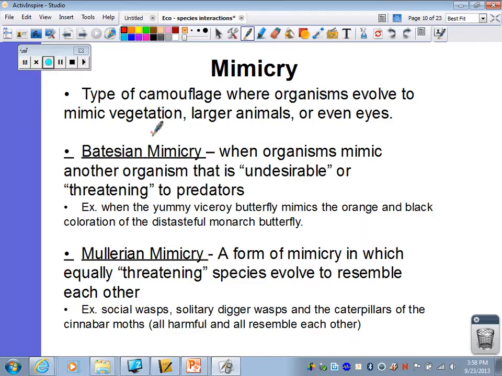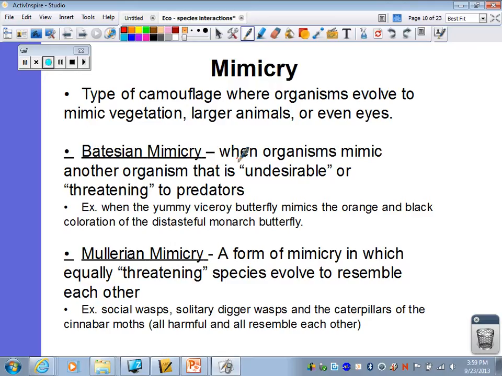Mimicry. Mimicry is a type of camouflage where organisms evolve to mimic other living things like vegetation, larger animals, or sometimes even some scary looking eyes. So I'll show you some examples of those. There's a couple different types of mimicry, and to be honest with you, I like to talk about this in biology, but for this course, it's not so important, but I'll just introduce them real quick.